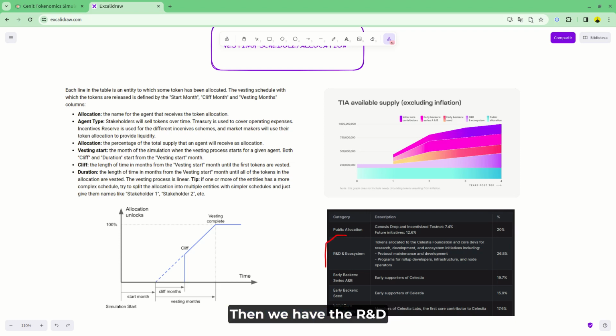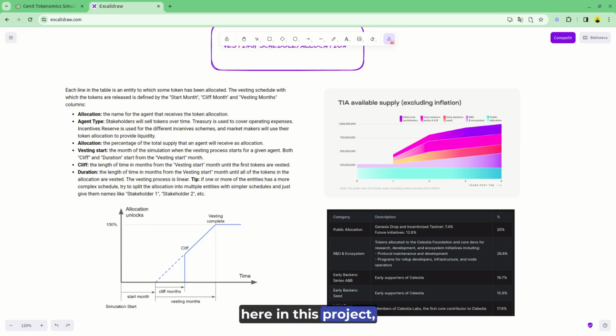Then we have the R&D ecosystem that in this example is going to be the treasury. Future initiatives are going to be either treasury or incentive reserves. That depends on whether we are going to use this to provide rewards to different agents such as users or liquidity providers, or whether it is going to be used to spend on marketing, etc.